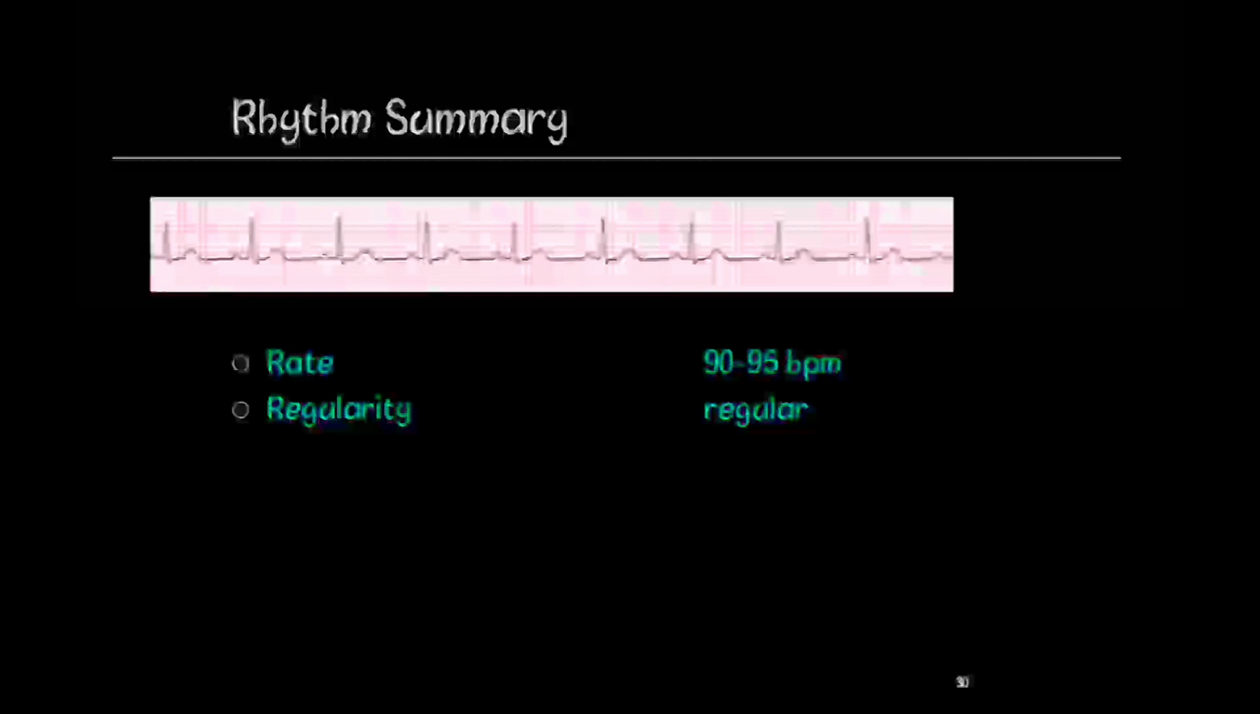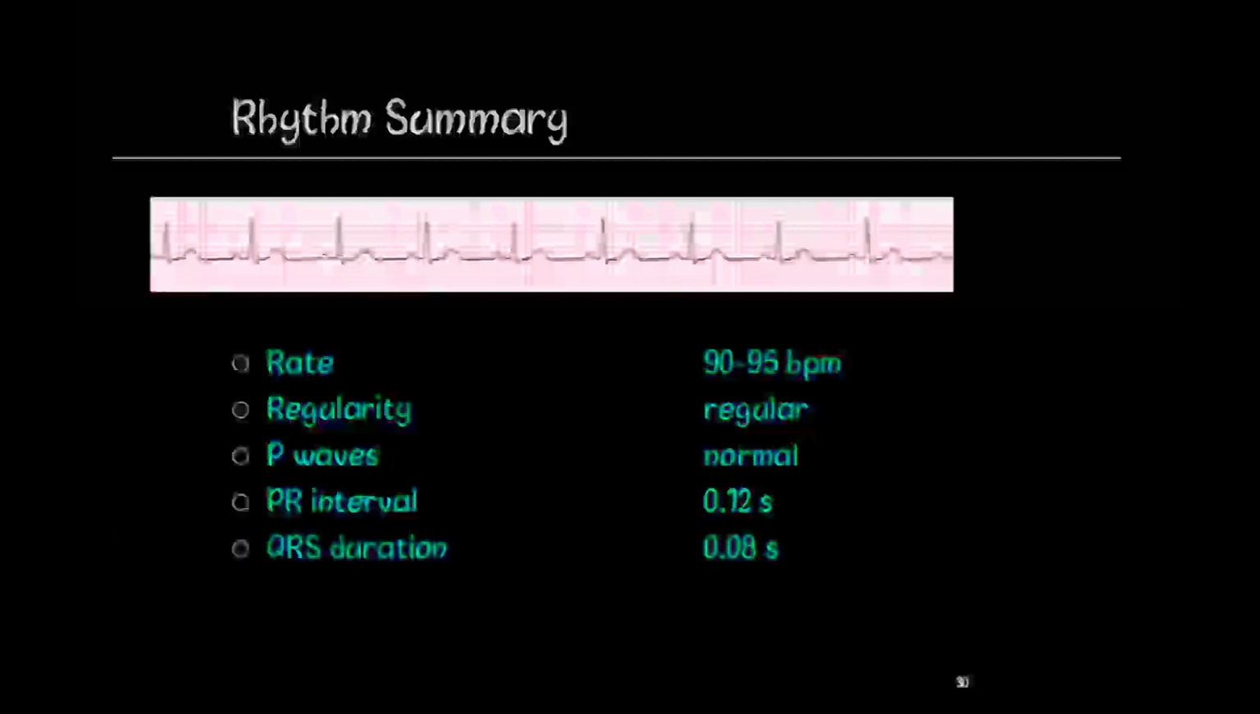Now the regularity: it is a regular pattern, and the P waves are normal. Then the PR interval is 0.12 seconds as it has 3 boxes. QRS duration is 0.08 seconds because it contains 2 small boxes. So what is your interpretation? This is a normal sinus rhythm.